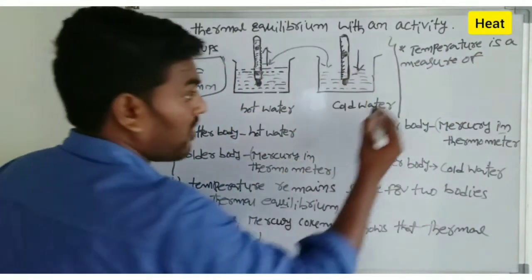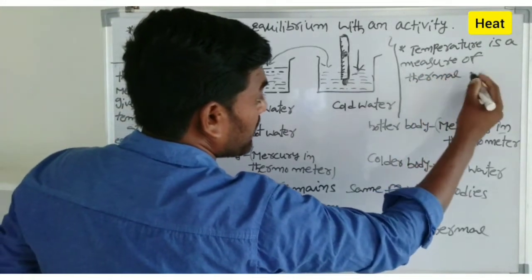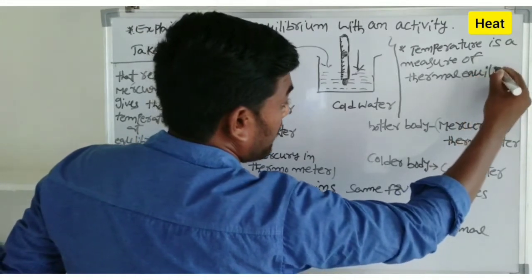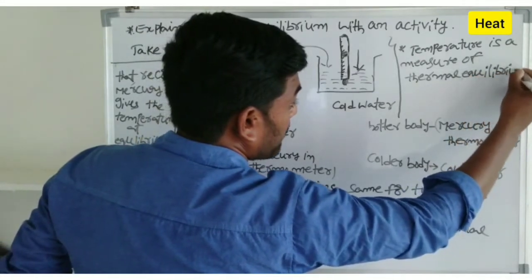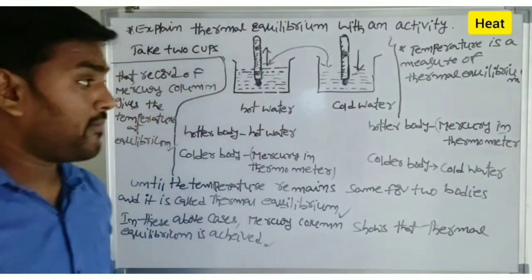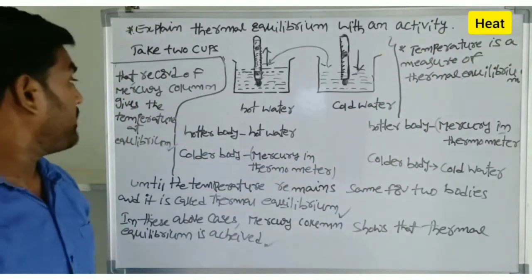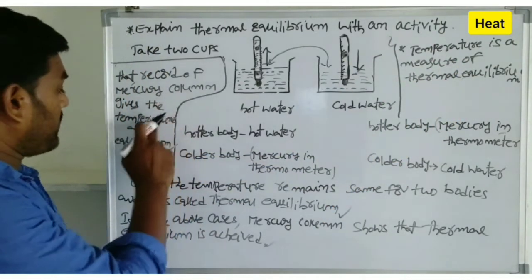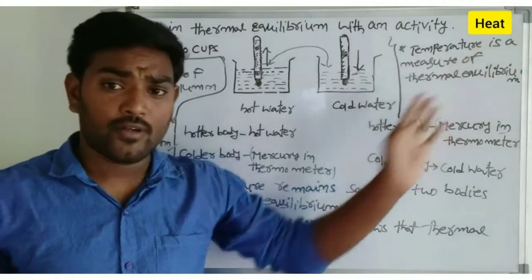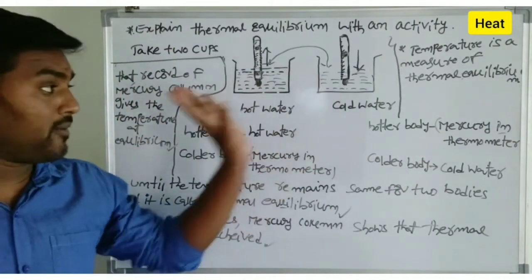Temperature is a measure of thermal equilibrium. The record of the mercury column gives the temperature at equilibrium, and temperature is a measure of thermal equilibrium. So this is called thermal equilibrium.